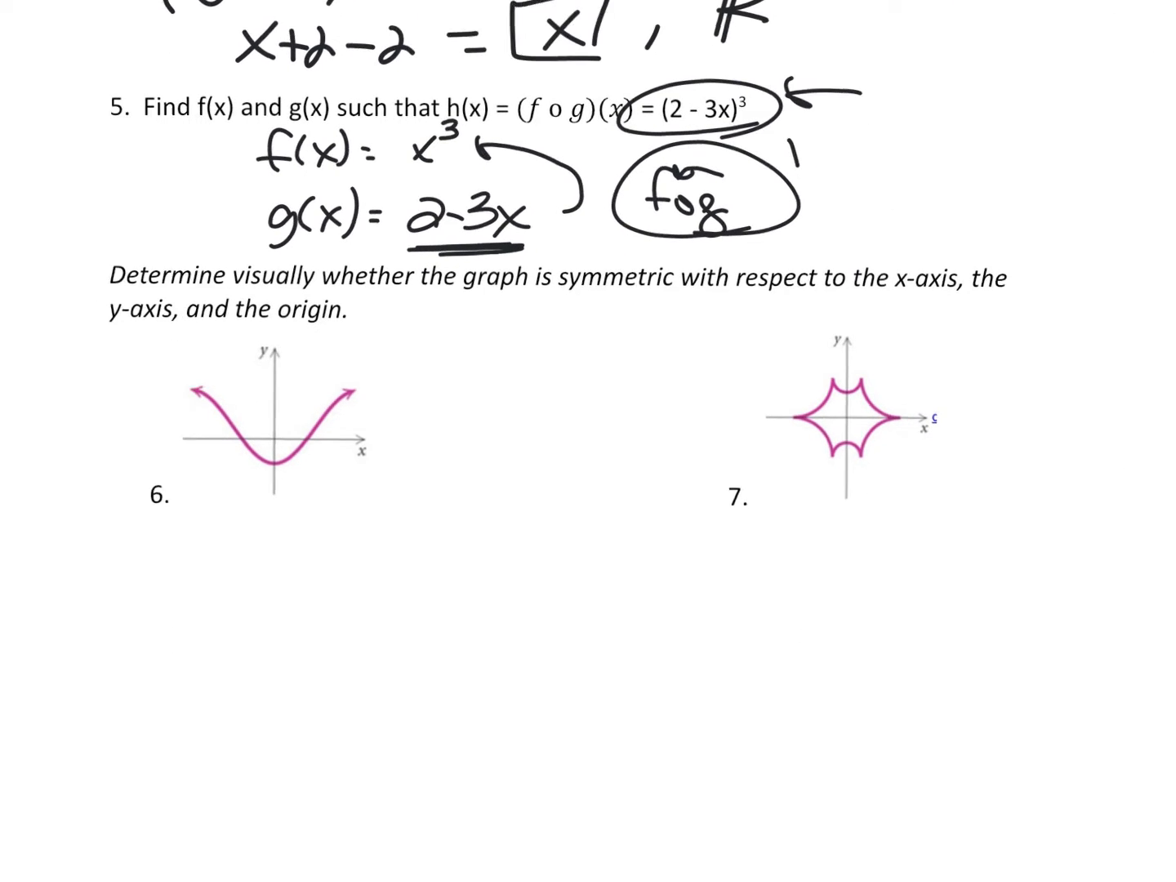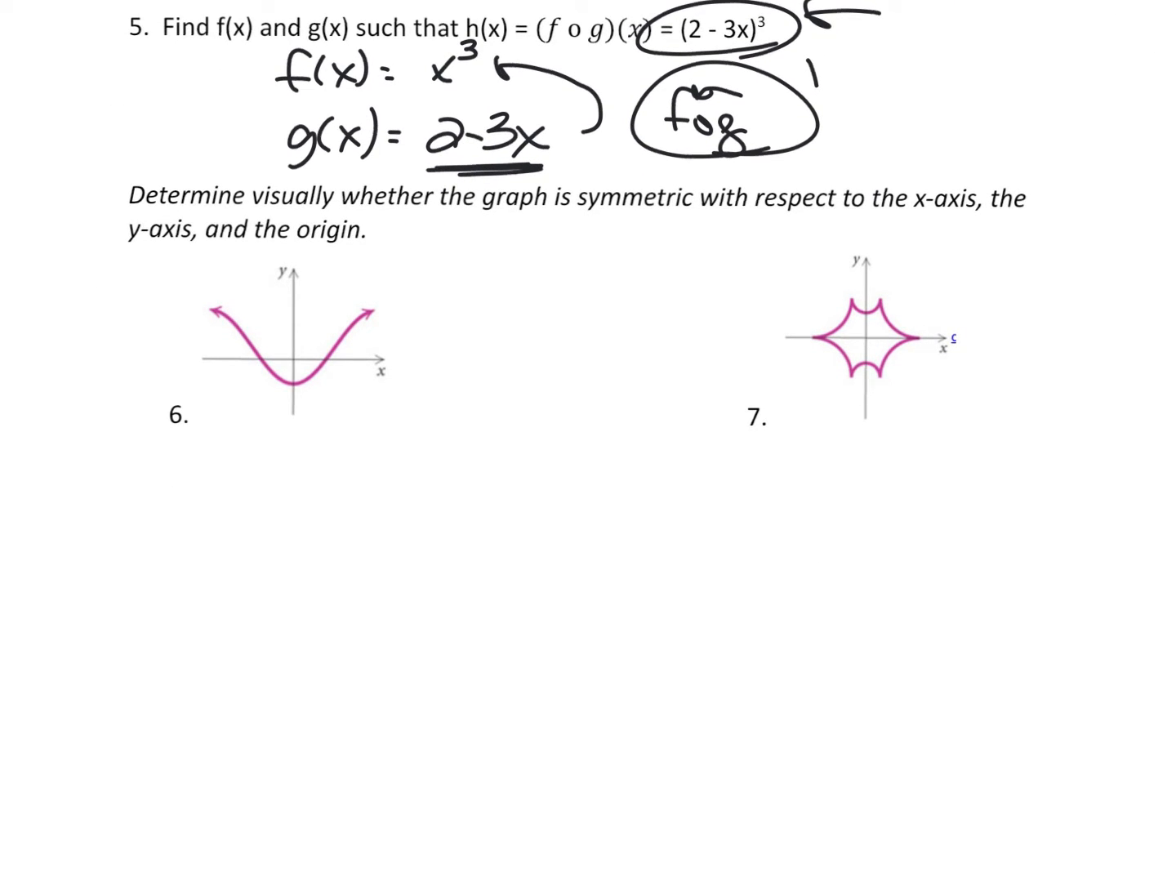Okay, 6 and 7. Determine visually whether the graph is symmetric with respect to the x-axis, the y-axis, and the origin. The first one, hopefully you can look at that and know, hey, that's symmetric with the y-axis, because if you fold this side over the y-axis, it would match up perfectly with that side.